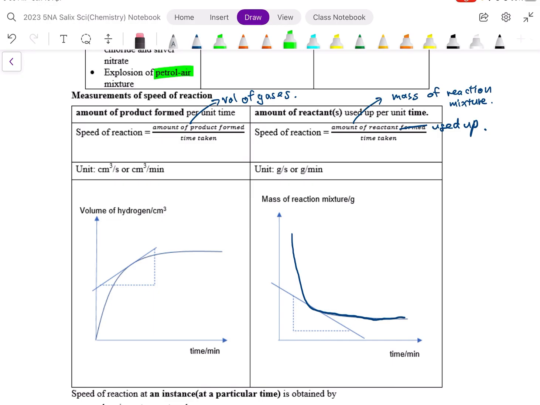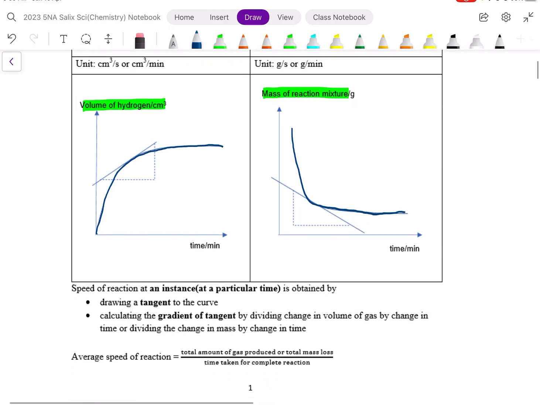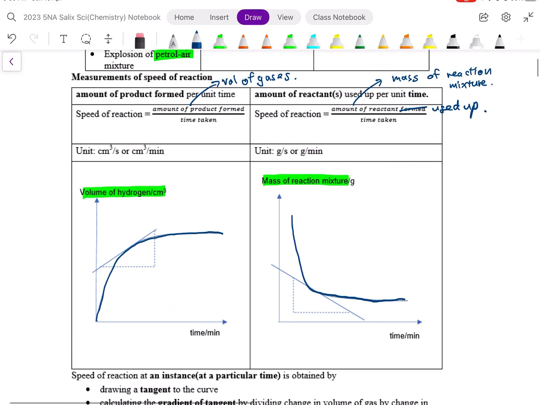So one is, for example, you have the volume of gas formed. The other case, you will have the mass of reaction mixture, which will actually drop across time. But if you have the volume of gas, you should see it increasing and finally staying constant. So two ways to do it. I hope you are clear. One is on the volume of gases formed per unit time, and the other one is the mass of reaction mixture per unit time.